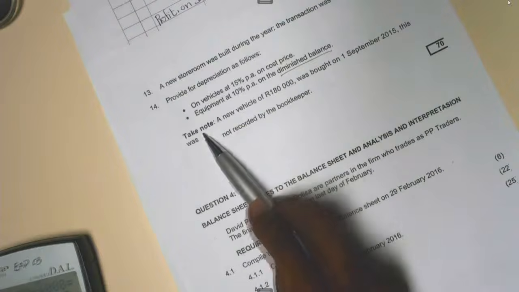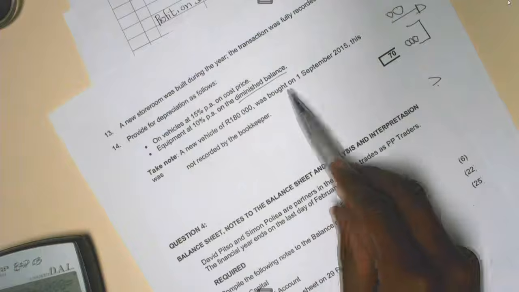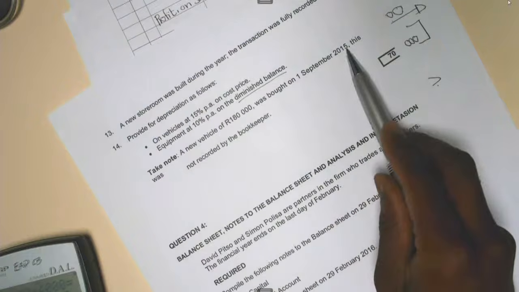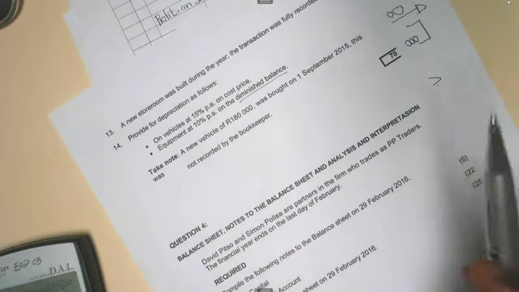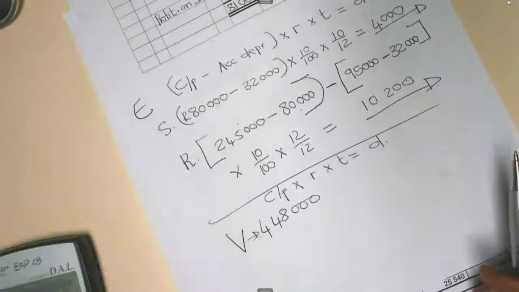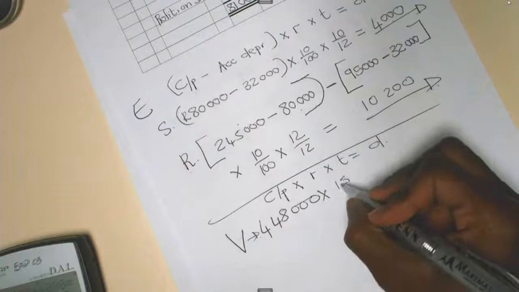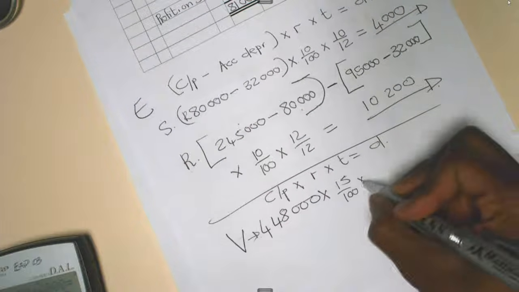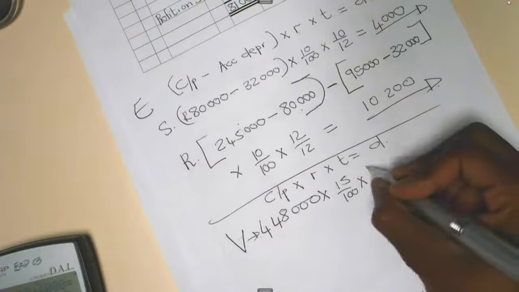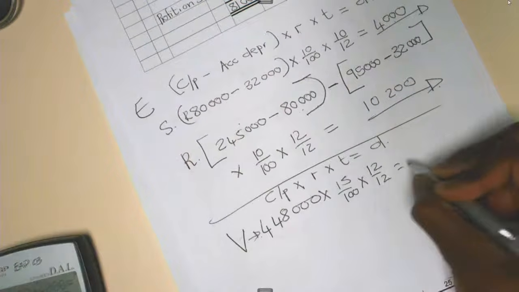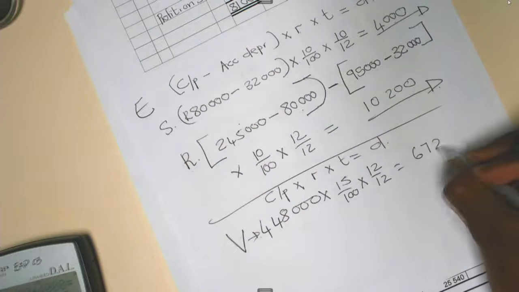They say, take note, a new vehicle of 180,000 was bought on 1st September 2015. This was not recorded by the bookkeeper, which means it did not affect that figure. So we'll just say that times the 15% times, now we had them for a full year. So it will then be 12 over 12. When we work it out, it should be 67,200.